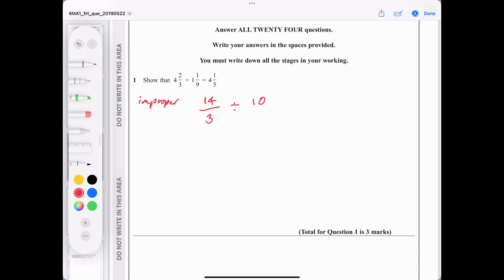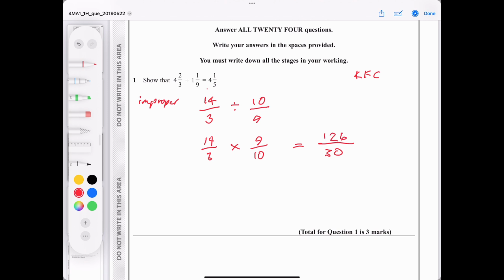So that's 10/9. Okay, now we're going to use keep flip change, which means keep the first one. So we keep 14/3. We change the divide to a times and we put 9/10. So we do the reciprocal. And then on the bottom, we're going to get 30. And on the top, we're going to get 14 times 9, which is 126.